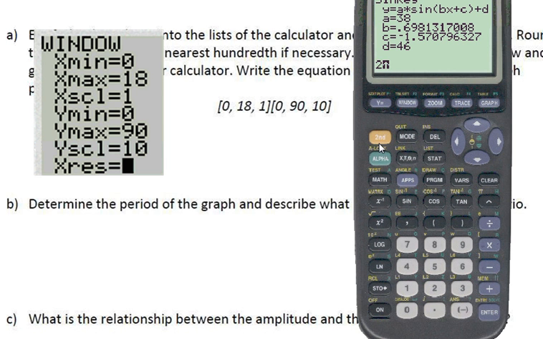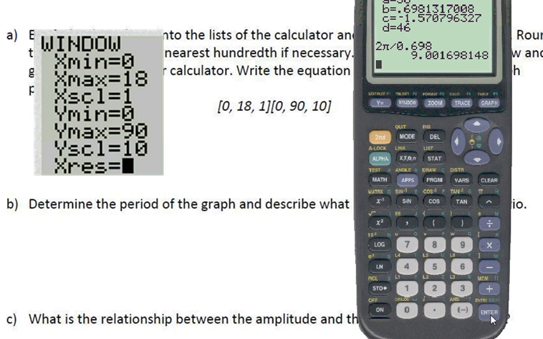2 pi divided by your B value. So if I did that, I can know 1 full revolution is 9. So why did they choose 18? How many revolutions will we have? 2 revolutions. Okay? So you can use your equation to help you figure out your windows. That's how these windows came from.